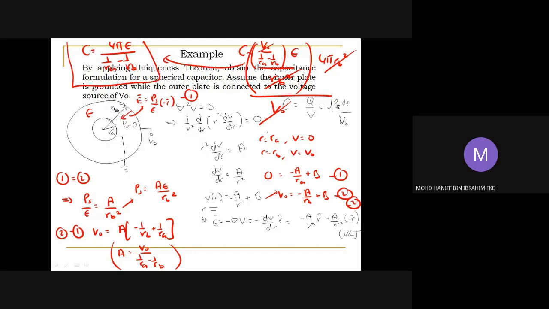But for chapter 5, remember, you have to find the electric field first, in which the E field can be calculated by using Gauss's law. But for this particular case, we just use the uniqueness theorem to find the V, and from the V you find the E field, and afterwards you just use the capacitance equation to find the formulation for the capacitance. But the formulation of capacitance should be similar to what we have done earlier. Any question for this example?